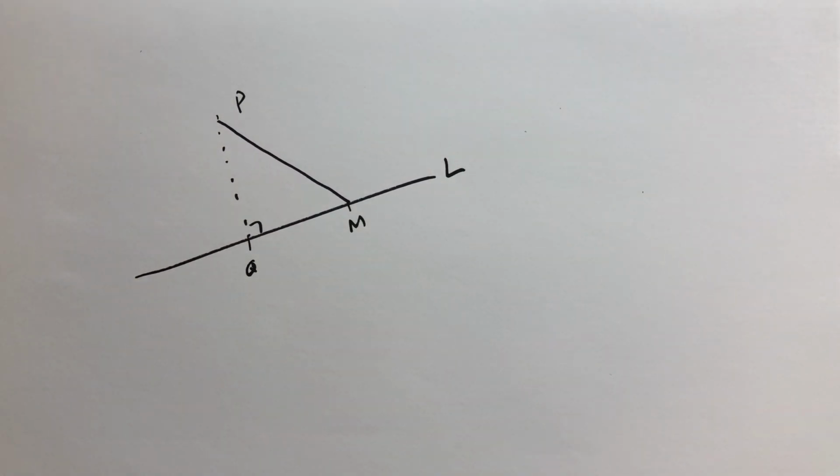And lastly, number 14. Let PQM be a triangle. Let L1 be the perpendicular bisector of segment PQ, and let L2 be the perpendicular bisector of QM. Let O be the point of intersection of L1 and L2. Show that the distance between O and P is equal to the distance between O and M, and hence that O lies on the perpendicular bisector of PM. Thus the perpendicular bisectors of the sides of the triangle meet in a point.